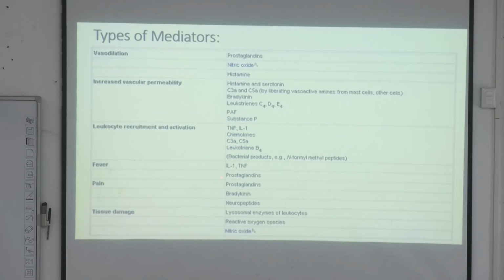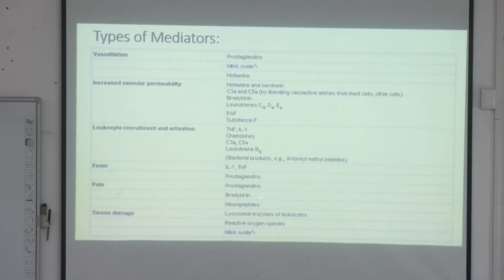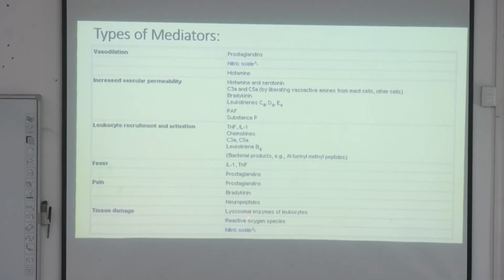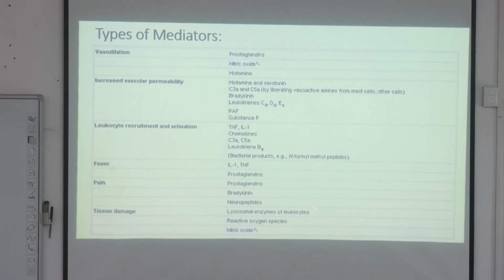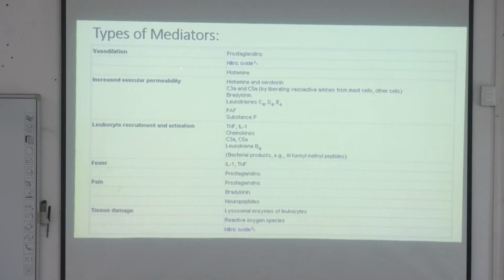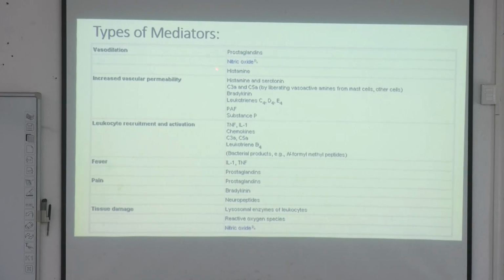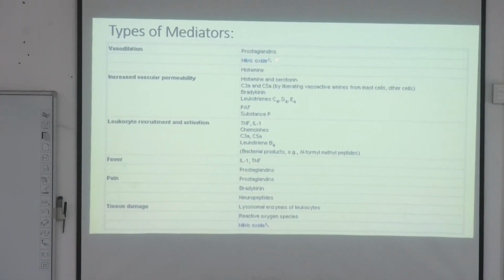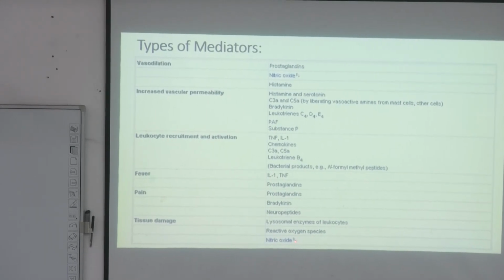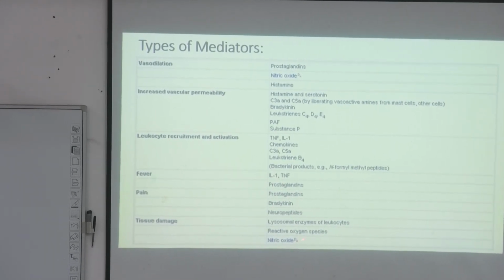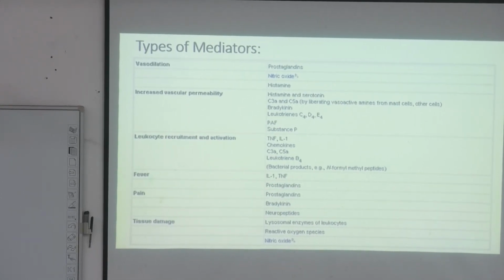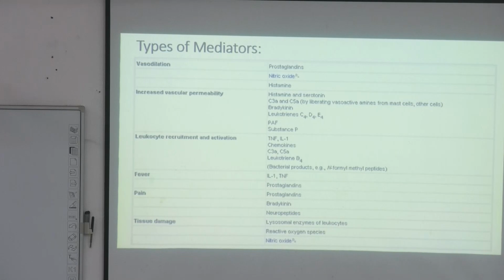Pain is initiated by prostaglandin, bradykinin, and neuropeptides. And tissue damage is initiated by lysosomal enzymes of leukocytes, namely neutrophils, reactive oxygen species, and nitric oxide. In this type of mediators, we have seen nitric oxide has a prefix called Rx. Prostaglandins also have Rx. So there are various chemical mediators of acute inflammation.